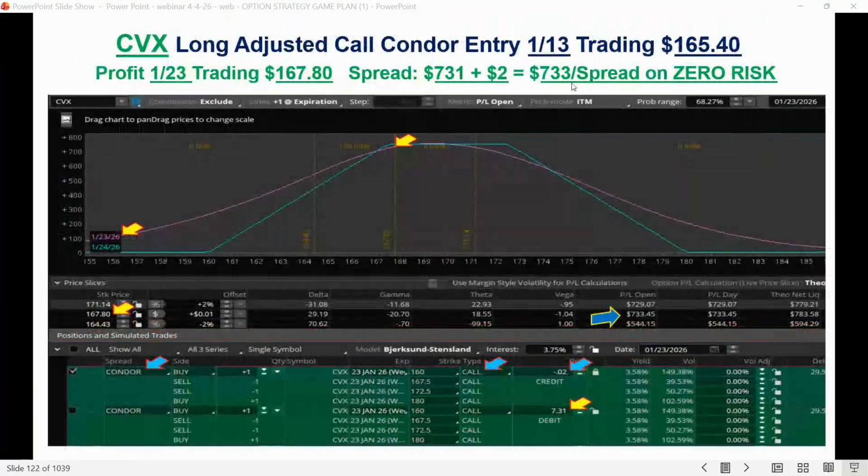And this one went out home run perfect. So it went out right there. This is up $733 per spread on zero risk. So that was, you know, a beautiful trade there.